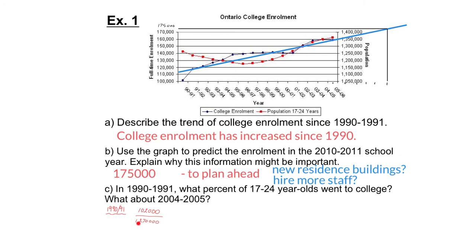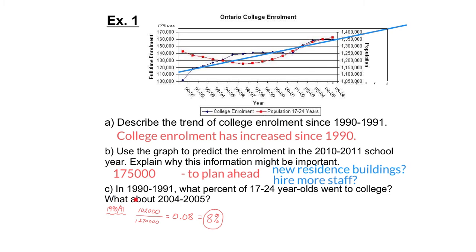So out of the 1,270,000 17 to 24-year-olds, 102,000 of them went to college. So as a percent, well, do this top number, the numerator, divided by the denominator. It gets 0.08, which is 8%. So we would say 8% of 17 to 24-year-olds went to college.